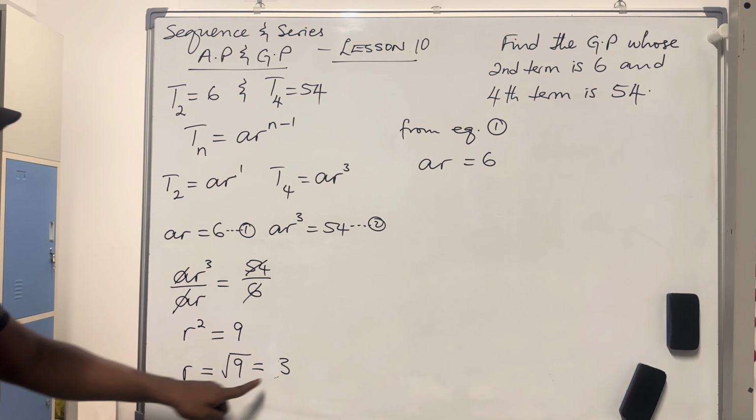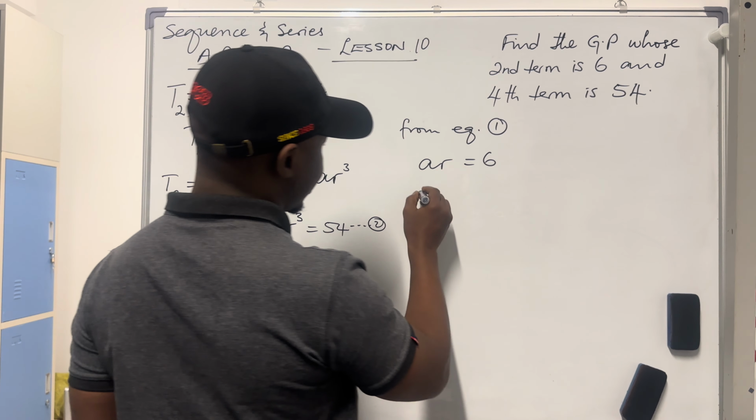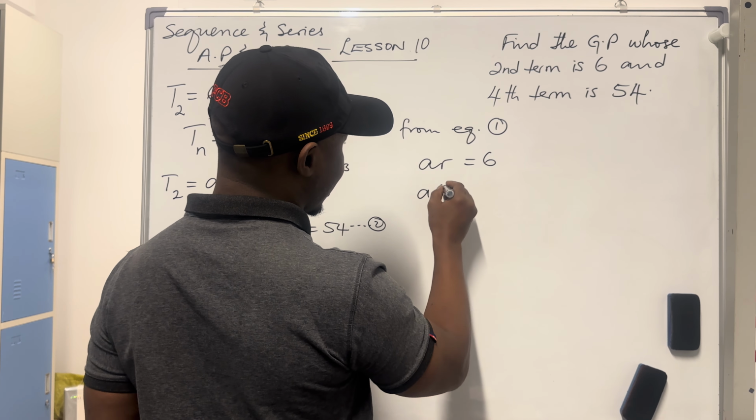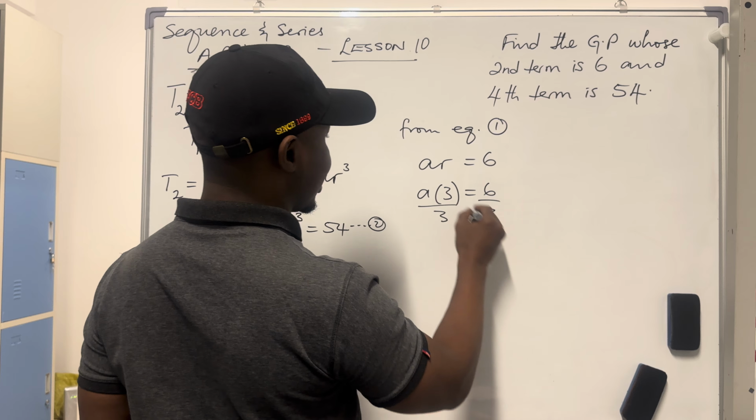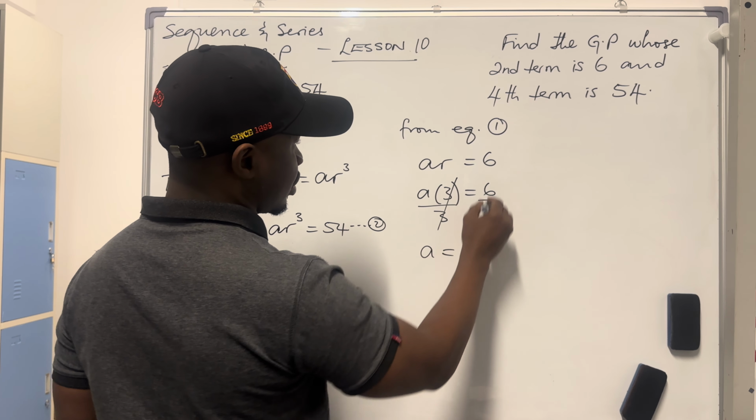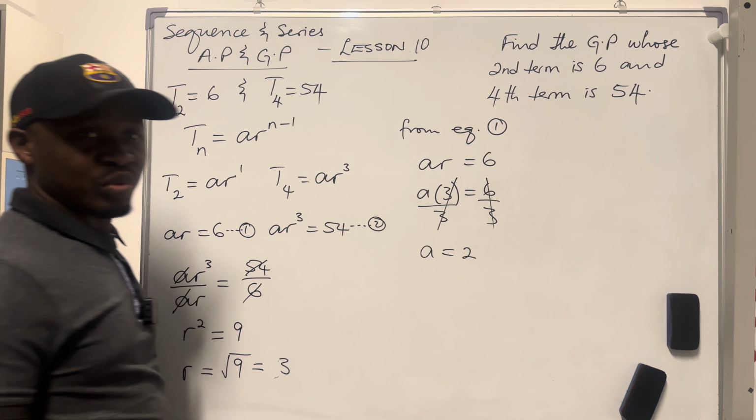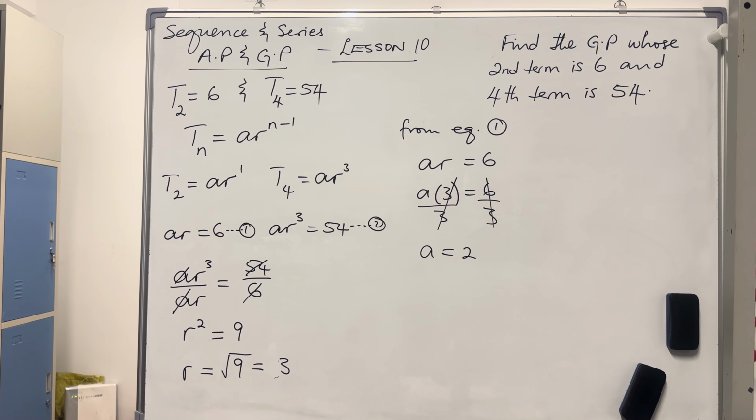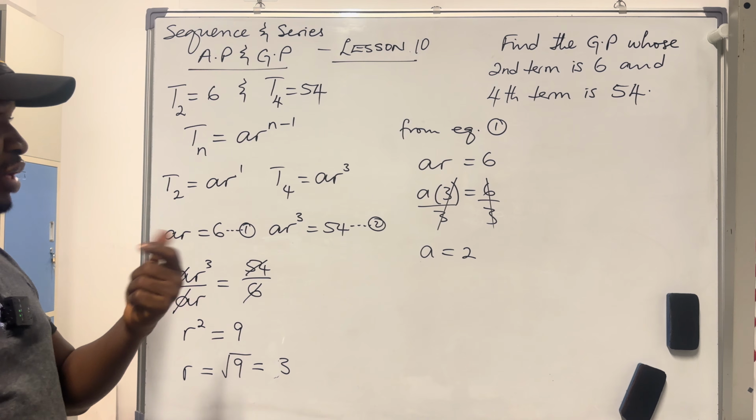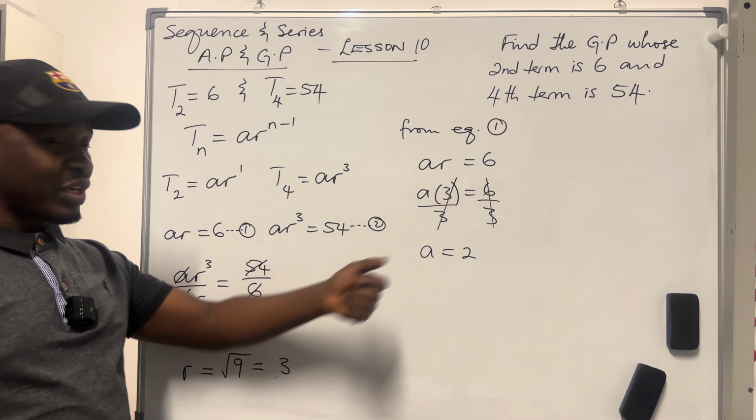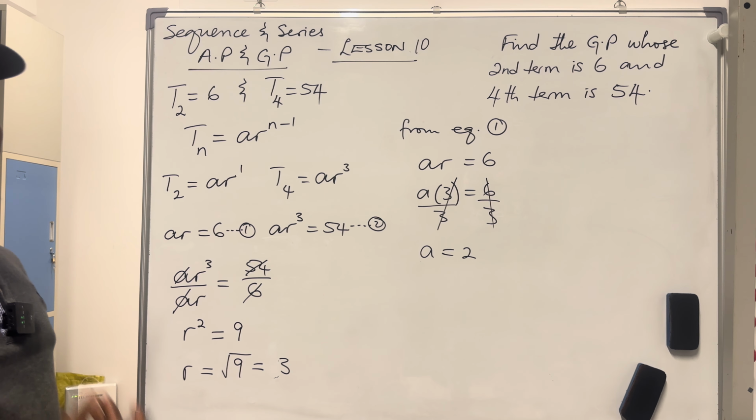Yes, but R is already what? 3. So AR is 3, which is 6. Divide by 3, divide by 3. So when you divide, what do you have? You have 2. I hope it is clear. R is 3, A is 2. But is the question asking us to find the common ratio and first term? No. The question wants us to find the GP.